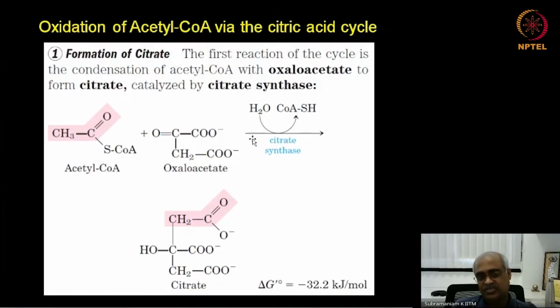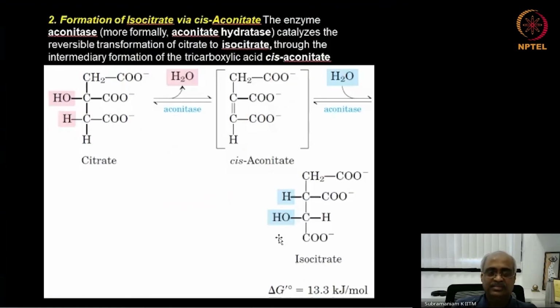And since citrate is the main molecule produced here in the very first step, it is also called citric acid cycle. So the coenzyme is released. It's basically hydrolyzed, and this carbonyl group is what is attached here. Then the next step is citrate undergoes internal rearrangement, like the shaded hydrogen and hydroxyl group gets swapped between these two carbons, forming isocitrate via the cis-aconitate intermediate.